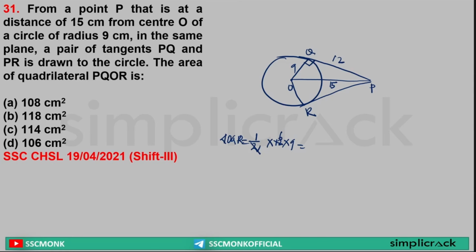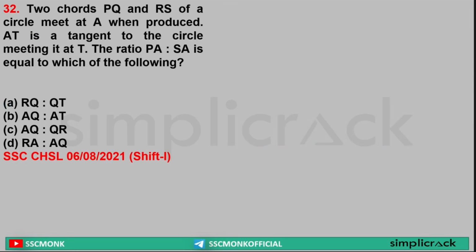2 6s are 12, 9 6s are 54. So this part is 54, so this part is also 54. So the total quadrilateral area is equal to 54 into 2, which is 108 centimeter square. That is option B. Clear? Yes or no? Got it? Very simple question. Next.